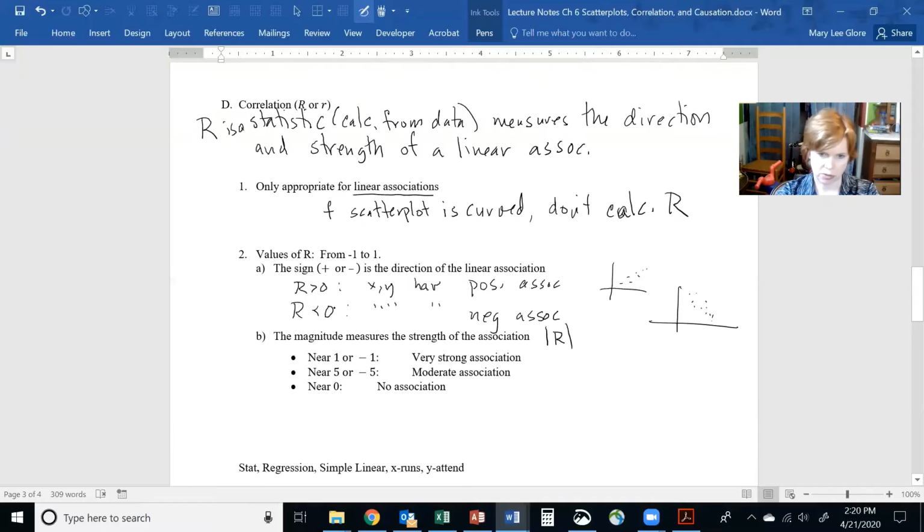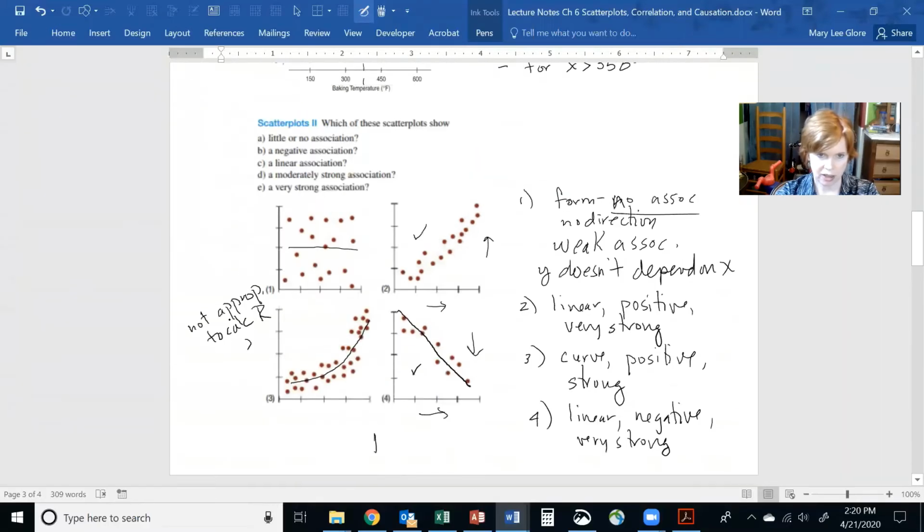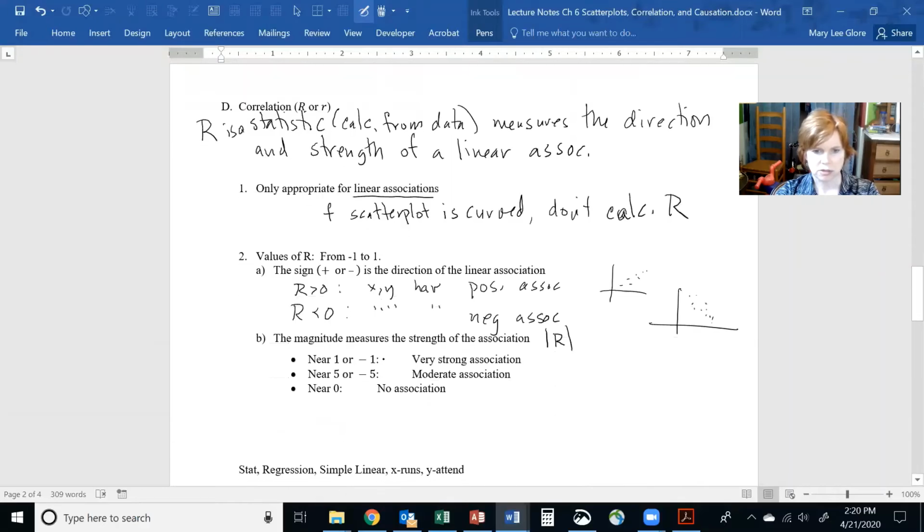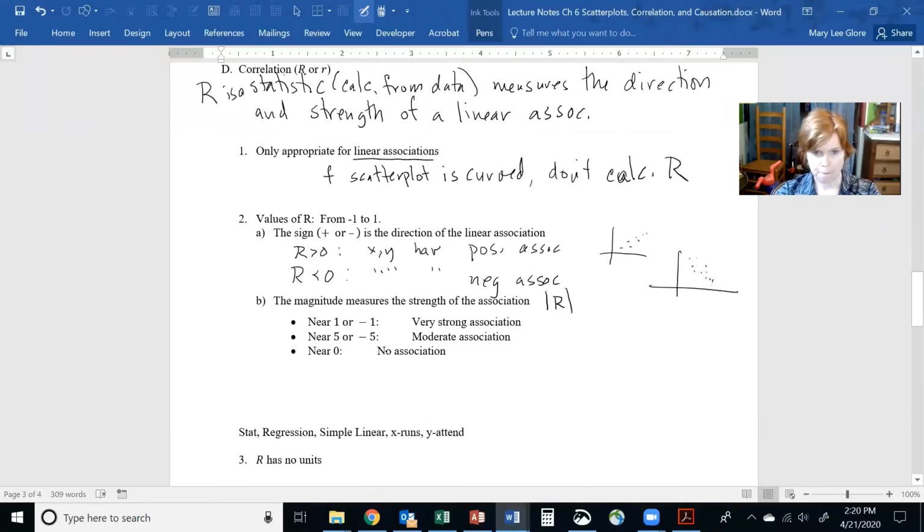All right, so this is where I was saying that if I calculated R on this guy, then R would be near 0. And we'd see, oh, it's near 0. That means there's no association, or it's not linear. And I put 5, that should have been 0.5 or -0.5. So if it's near 1 or -1, it's very strong, and if it's near 0.5 or -0.5, it's moderate.